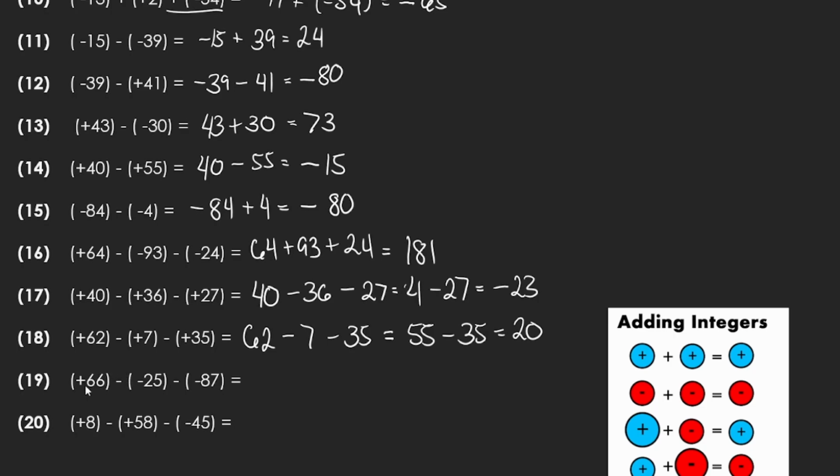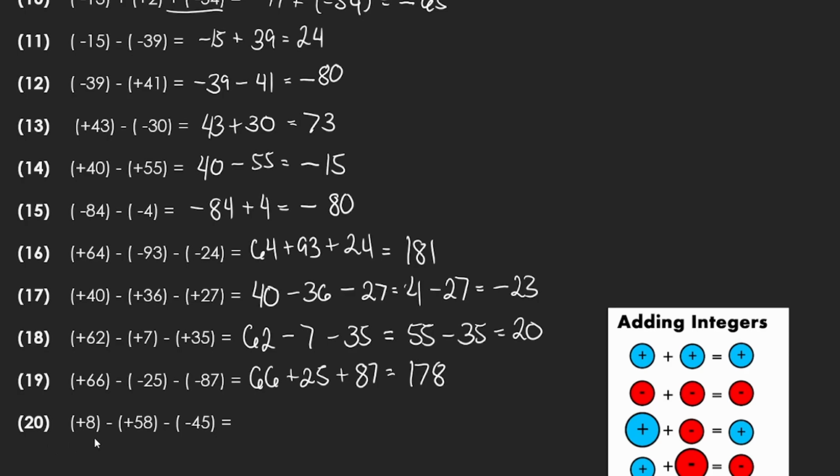Number 19. Positive 66 minus negative 25 minus negative 87. Take the first number, get the additive inverse of negative 25, and get the additive inverse of negative 87. All of them are positive. We would simply add them all. 66 plus 25 plus 87 would give us 178.